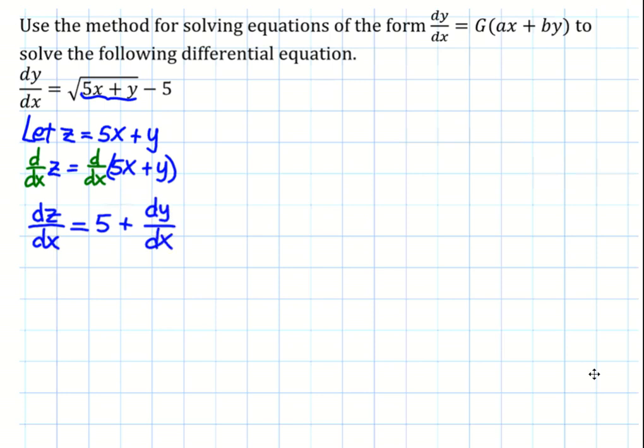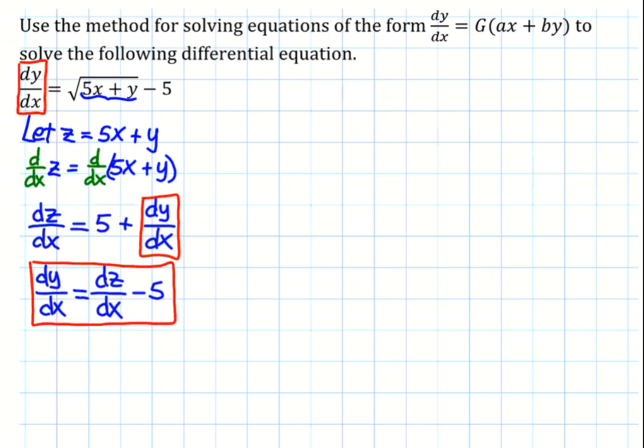That's what we have. Next, we will solve for dy over dx, because after all, in the original equation, that's what we have. So we're going to solve for dy over dx by subtracting 5 on both sides. So we have dy over dx equal to dz over dx minus 5. That is our substitution.